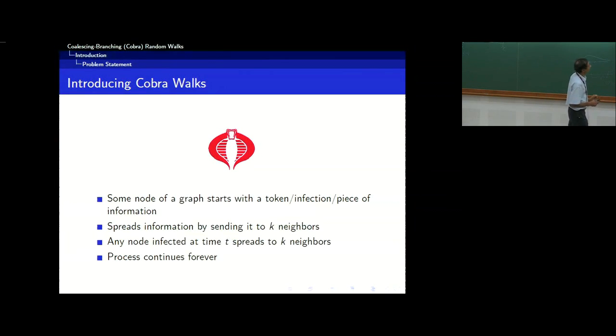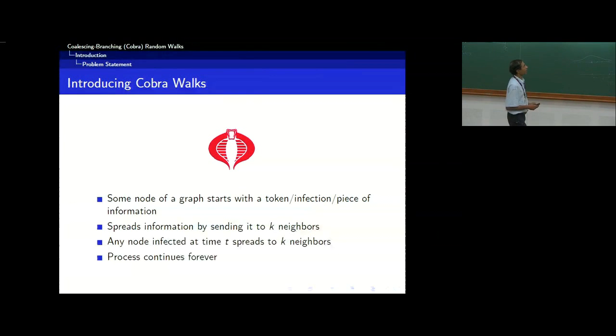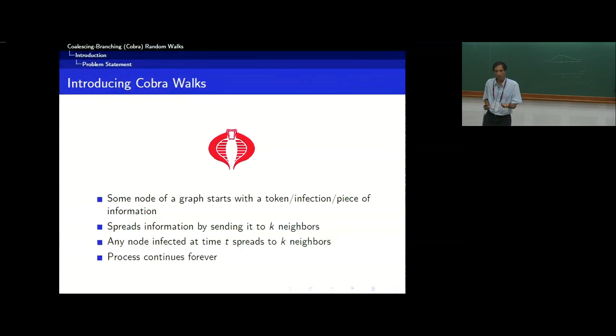The process is as follows. Some node of a graph starts with a token. Think of it as an infection or a piece of information. It spreads this information or infection by sending it to k neighbors. Any node infected at time t spreads this infection to k neighbors. However, a node doesn't remain infected forever. At each step, every node that is infected, which is active, infects its neighbors, but then it itself recovers unless it's infected by any of its neighbors. Okay, so here is an example.